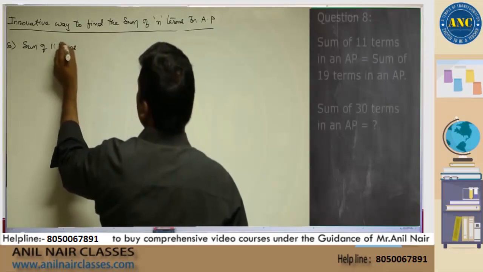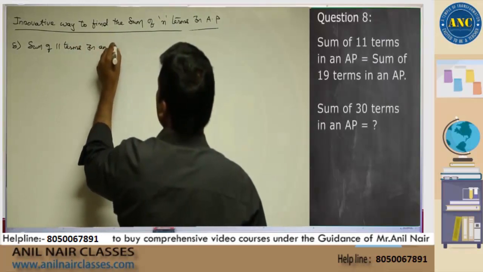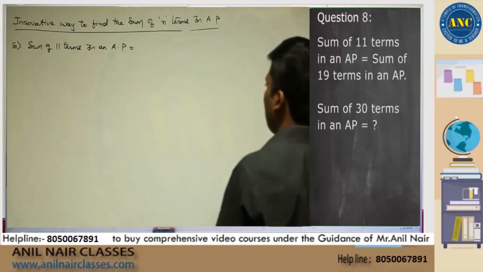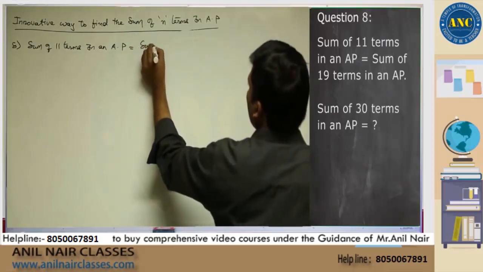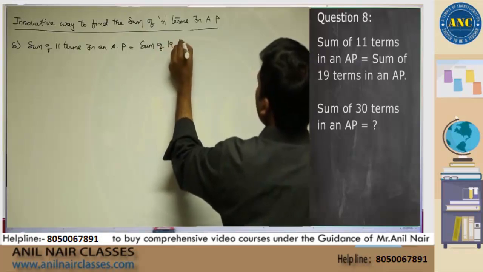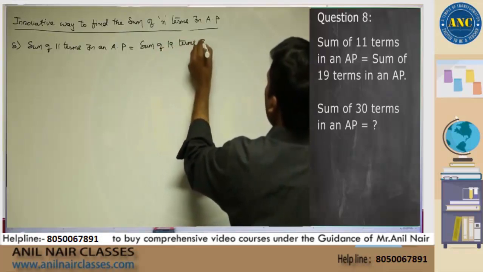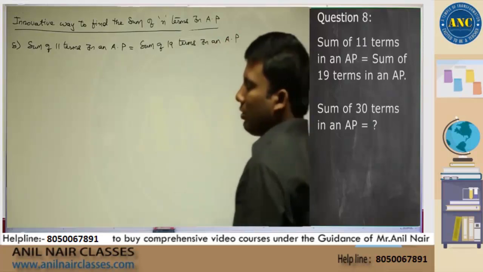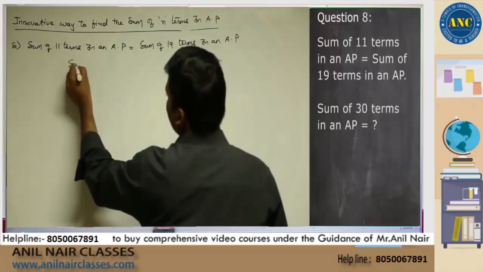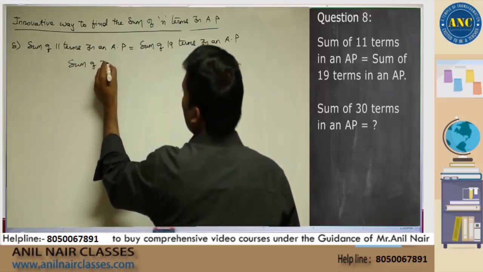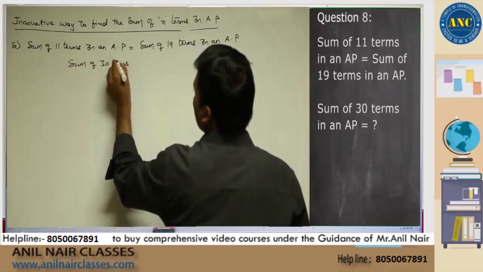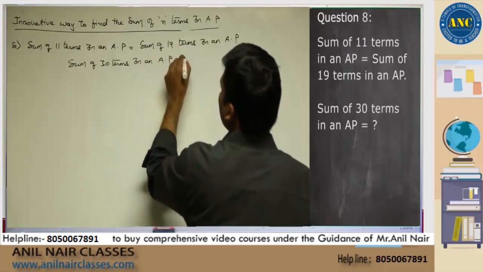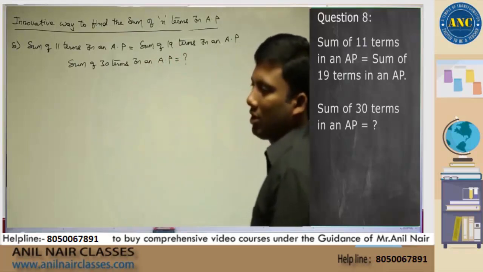Arithmetic progression. Sum of 11 terms is equivalent to sum of 19 terms in an arithmetic progression. Sum of 30 terms in an arithmetic progression is how much?